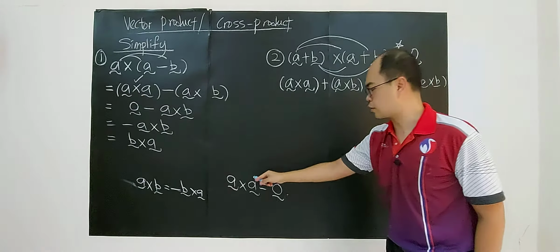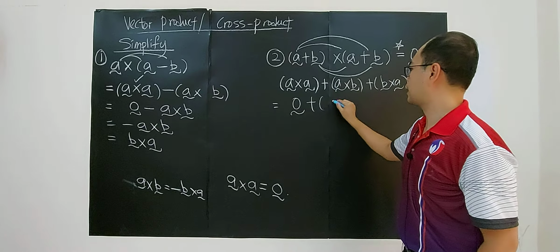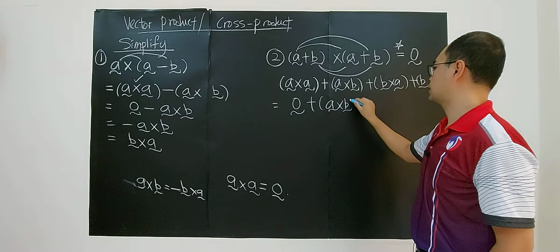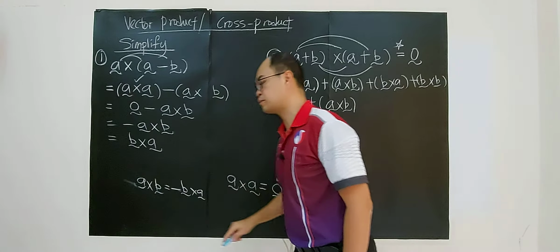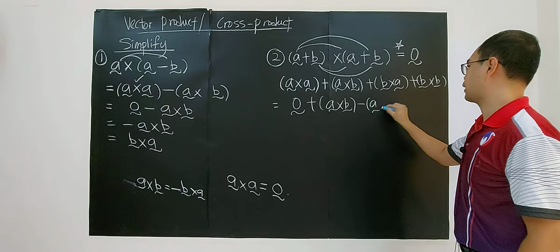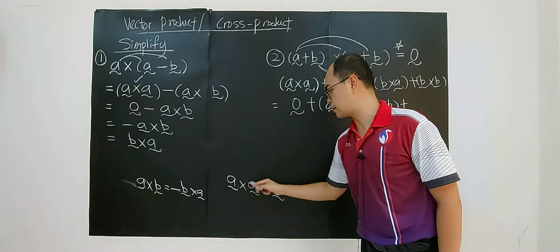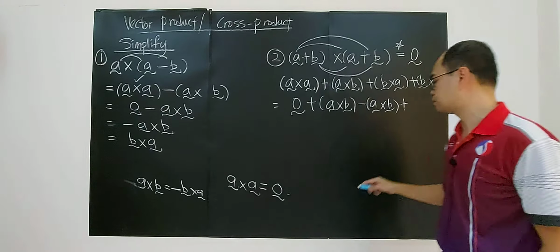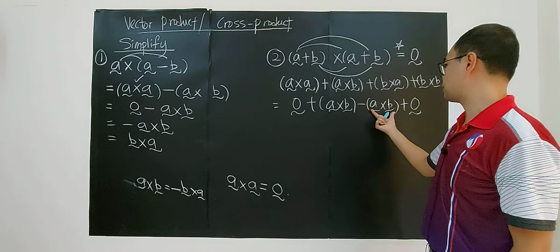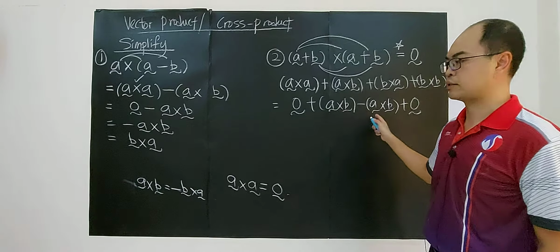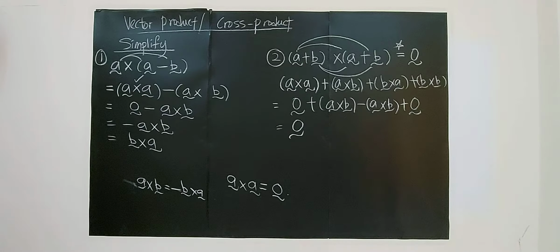You see that A cross A will become zero vector. A cross B, I just write back A cross B. What is B cross A? B cross A is negative A cross B. And B cross B is still the same vector, so following these properties, B cross B is still a zero vector. These two terms happen to be the same, so when you minus, you get zero vector, so the whole thing will become zero vector. That's all the explanation.